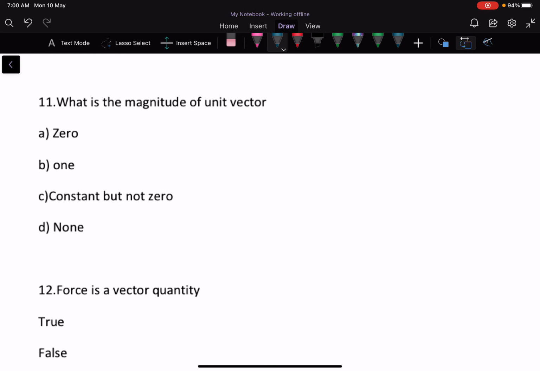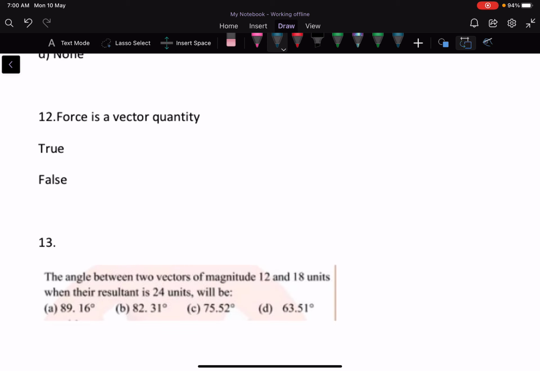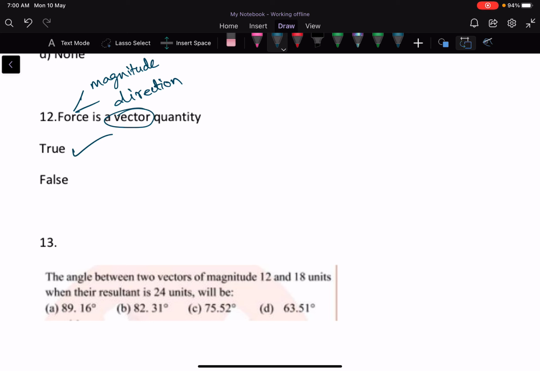Next, what is the magnitude of a unit vector? The magnitude of a unit vector is always equal to 1. Force has both magnitude and direction. Any physical quantity which has both magnitude and direction is called a vector. So the answer is true.